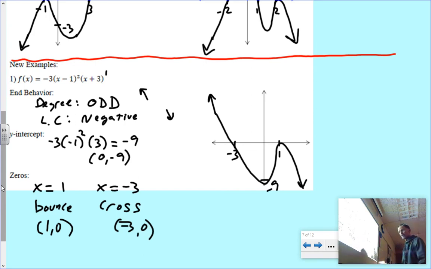Okay, so that's the process of curve sketching. End behavior, know those 4 different situations. Y-intercept, plug in the zeros for all the x's, and then find your x-intercepts, your zeros. Set each factor equal to 0, and then look at the exponent for the bouncing and the crossing.